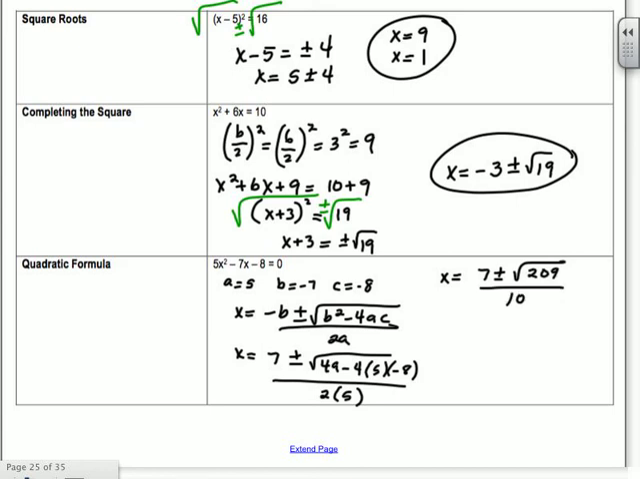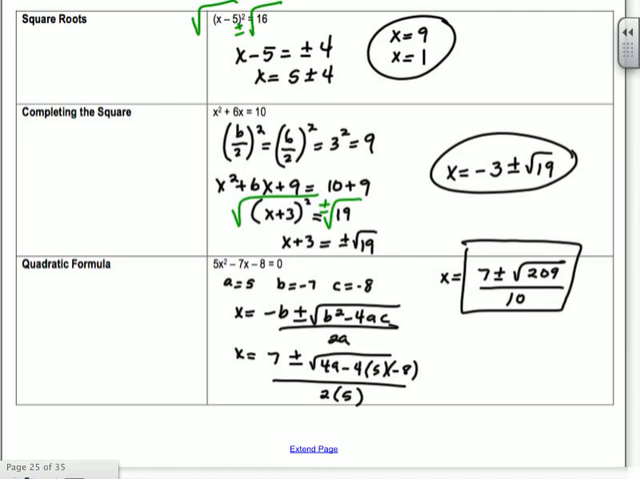And 209 is prime. It doesn't go down any further. I think it's prime. Maybe 11 goes into it. I think 11 does go into it. Will you guys check? 209 divided by 11. 19. So then those are both prime. So it wouldn't break down anymore. Makes sense. So that's as far as it goes. Thank you.